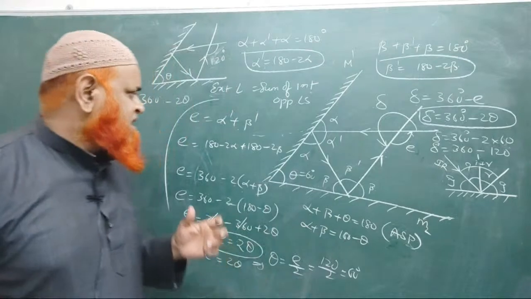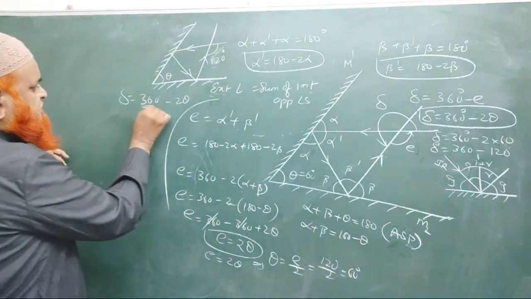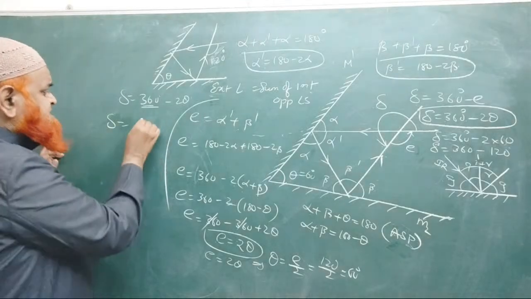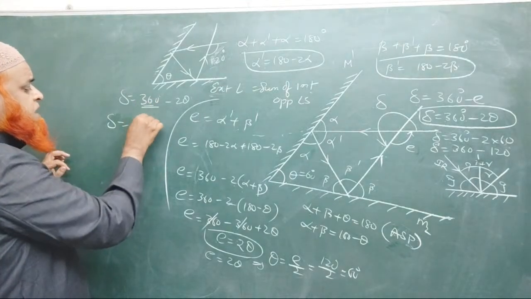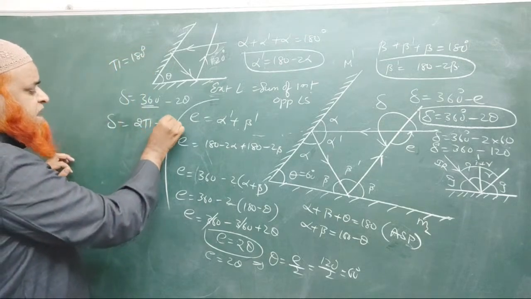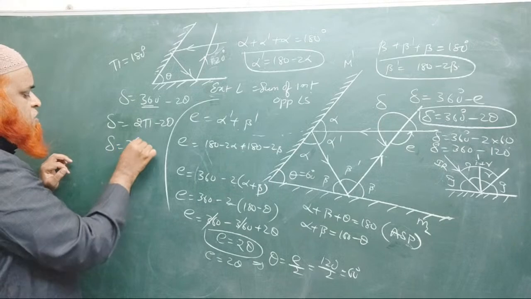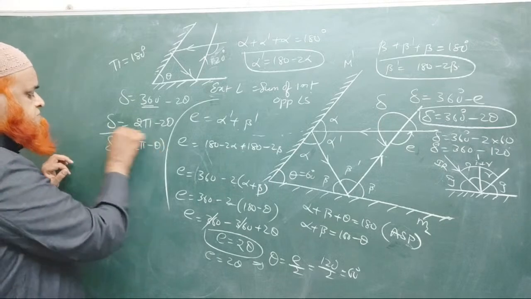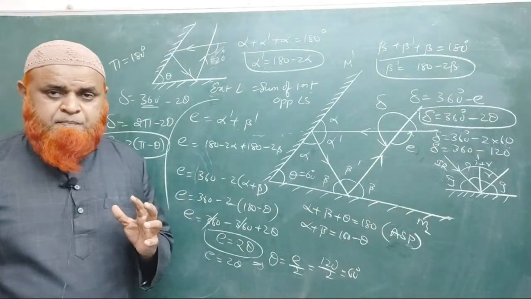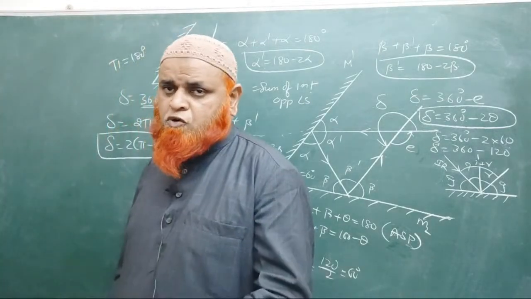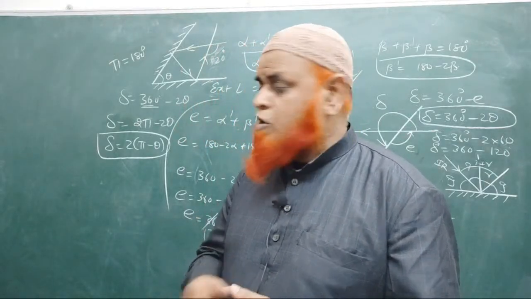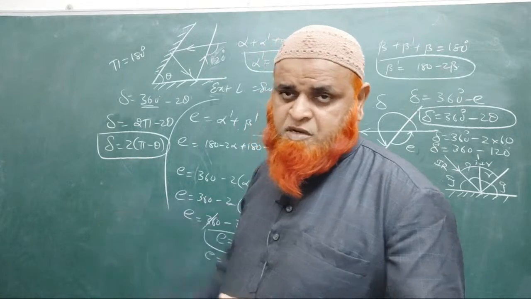I'll give one small identity here. Instead of taking 360 degrees, 360 is taken as 2 into pi, because you all know that pi is going to be 180 degrees. So 2 pi minus 2 theta. So delta is equal to 2 into pi minus theta. So this is one more identity which is given in the books. Sometimes he will give 4 options and you need to select the correct option here, and this is going to be the correct option.